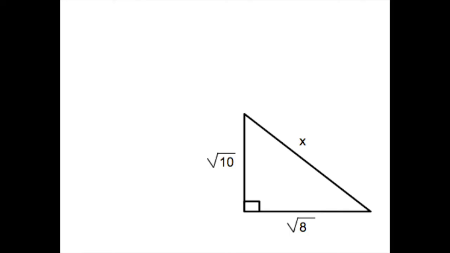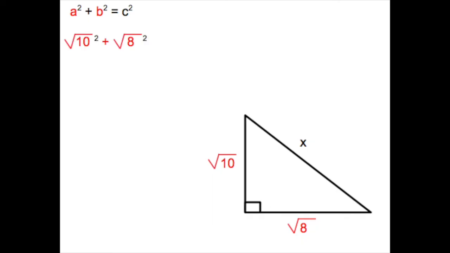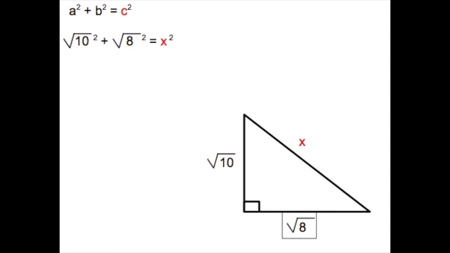Let's try another similar example. We will use the Pythagorean theorem a squared plus b squared equals c squared to determine our missing value. In the Pythagorean theorem, a and b represent the legs of the right triangle, which in this example are the square root of 10 and the square root of 8. We can substitute these values in for a and b in the Pythagorean theorem. In the Pythagorean theorem, c represents the hypotenuse, which in this example is x, so we can substitute x in for c. Now that we have substituted these values into the Pythagorean theorem, we can simplify our exponents.